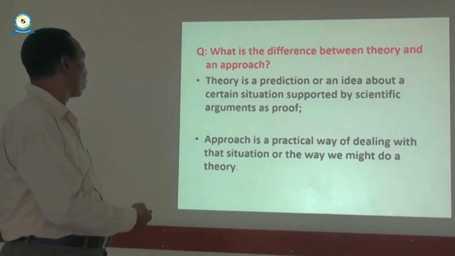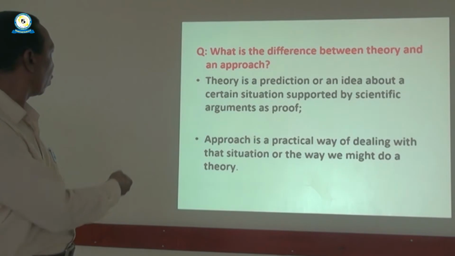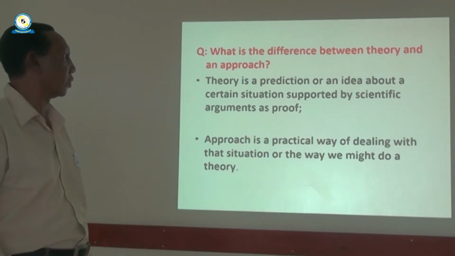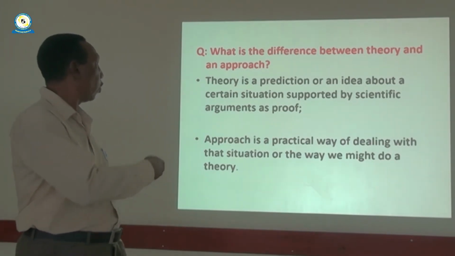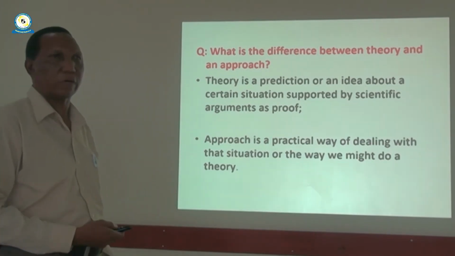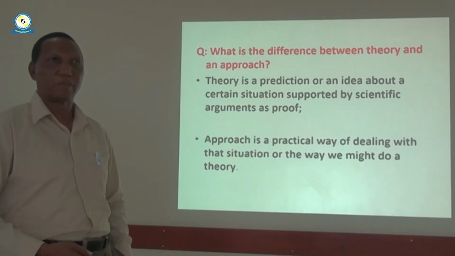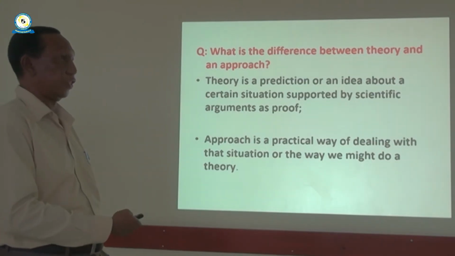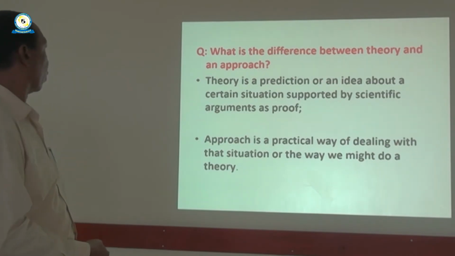What is the difference between theory and approach? In this respect, the theory is a prediction or an idea about certain situations supported by scientific arguments. Now, in order to uncover the theory, you need to have an approach. So the approach appears as the means of uncovering knowledge. To establish a theory, you have to have an approach.